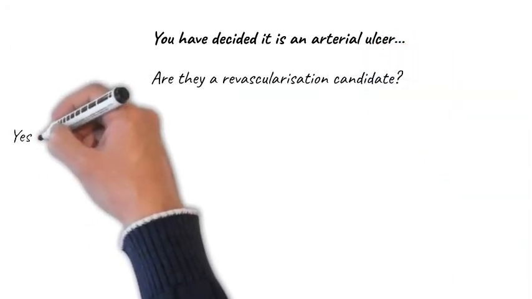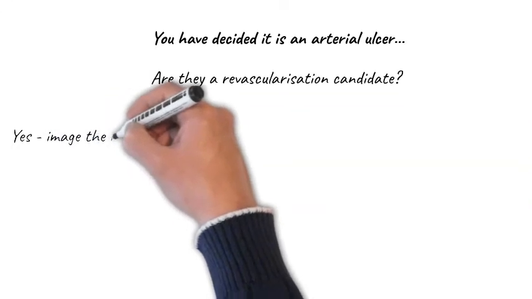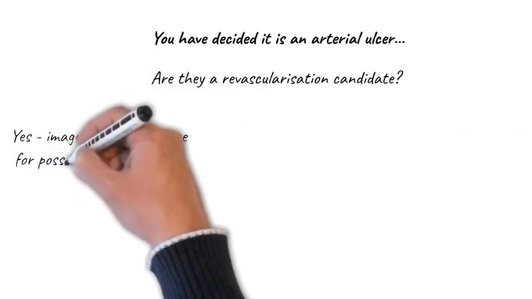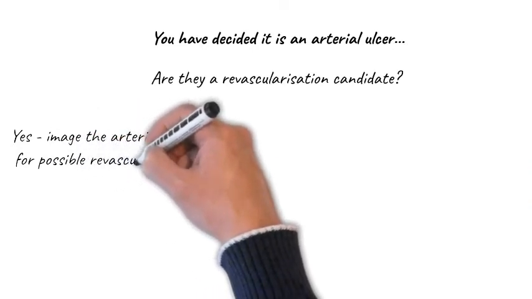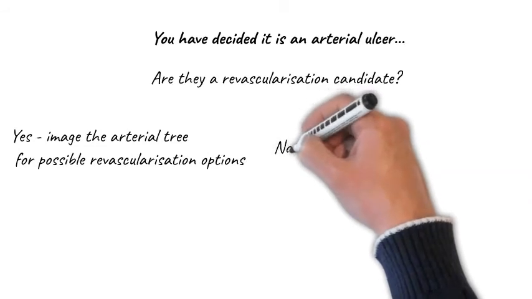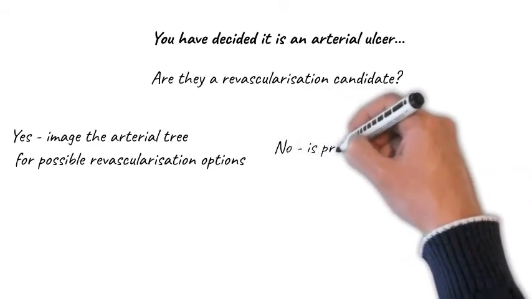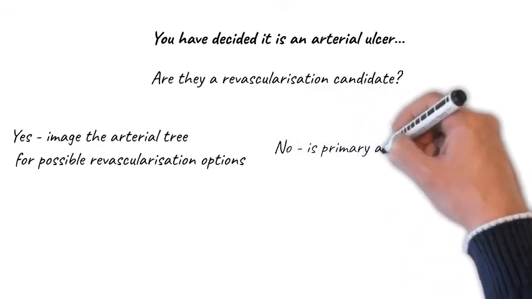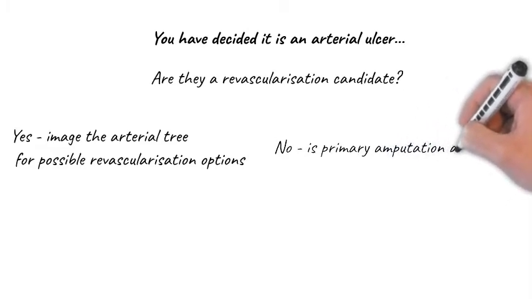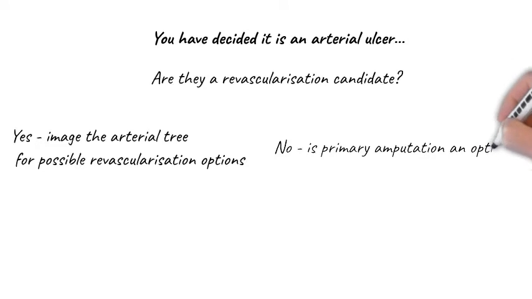If the patient very clearly is not fit for a revascularization procedure, you need to ask, is primary amputation an option for them? Often patients unfit for revascularization will also be unfit for amputation. But in some patients, particularly those who are already wheelchair bound for other reasons, primary amputation is sometimes a good option if pain becomes unmanageable and the ulcer does not heal.